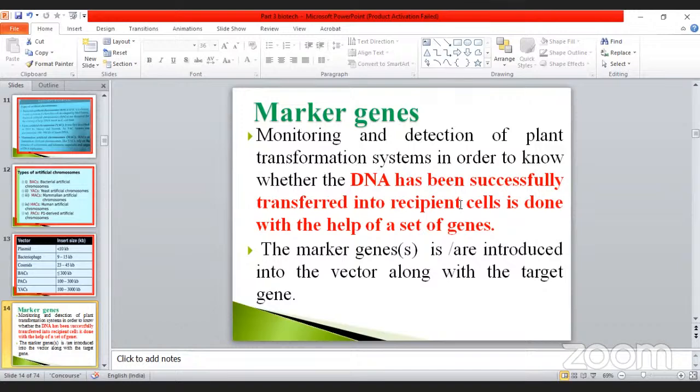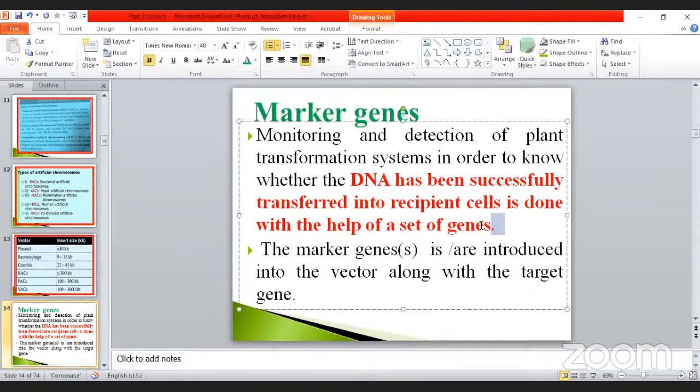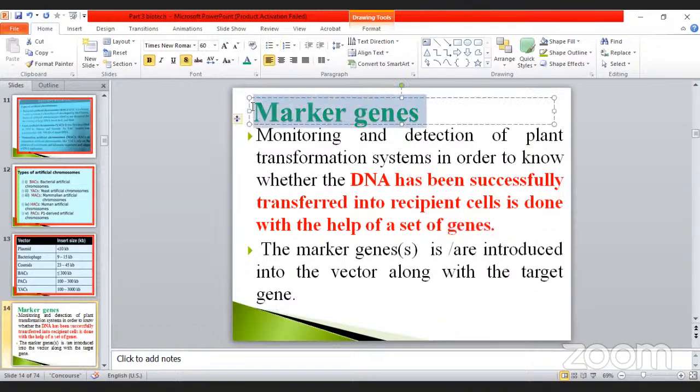So at that time, specific genes are used for the identification of the transferred genes. Such types of genes are called marker genes. That the DNA has been successfully transferred into the recipient cell is known with the help of a set of genes. This set of genes is called the marker gene. Don't forget, my dear.